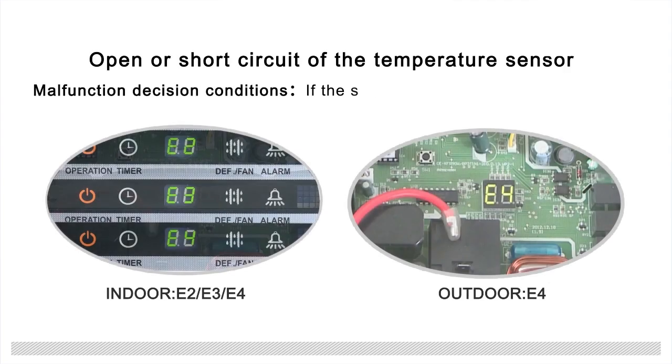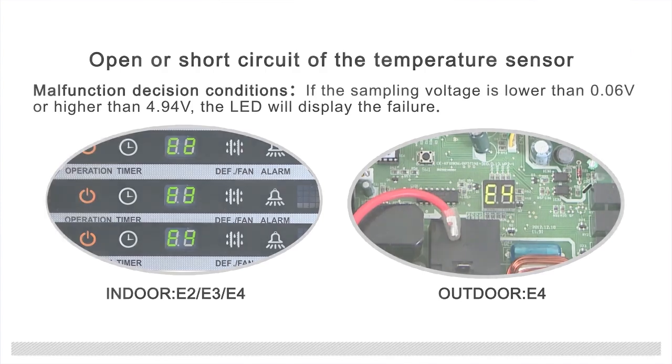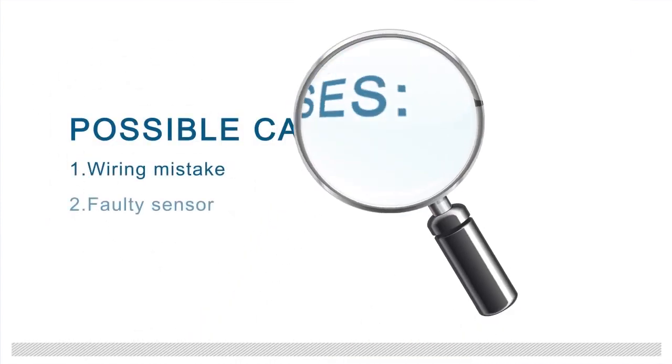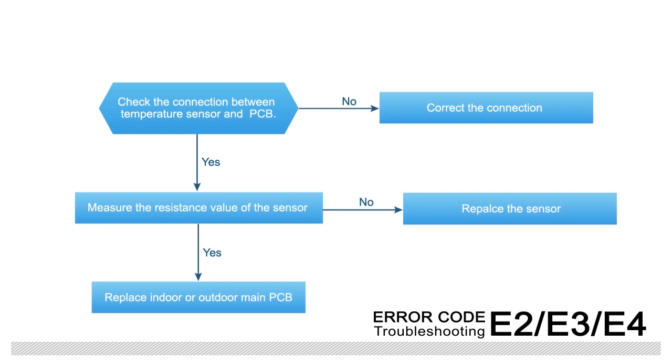Open or short circuit of the temperature sensor. Malfunction conditions: if the sampling voltage is lower than 0.06 volts or higher than 4.94 volts, the LED will display the failure. This failure may be caused by wiring mistake, faulty sensor, and faulty PCB. Troubleshooting is shown in the figure.